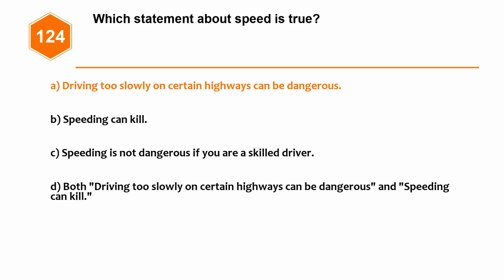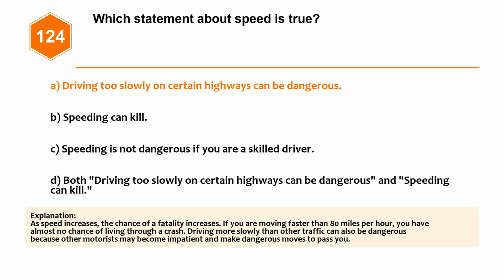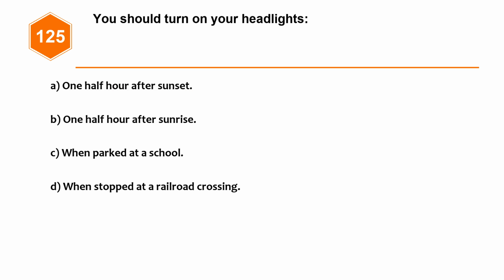The correct answer is option A. Driving too slowly on certain highways can be dangerous. Explanation. As speed increases, the chance of a fatality increases. If you are moving faster than 80 miles per hour, you have almost no chance of living through a crash. Driving more slowly than other traffic can also be dangerous because other motorists may become impatient and make dangerous moves to pass you.